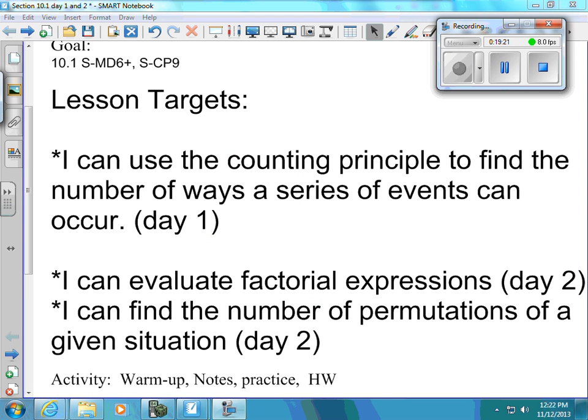So, we've met our goal today. I can use the counting principle to find the number of ways a series of events can occur. I can evaluate factorial expressions. We did that. I can find the number of permutations of a given situation.